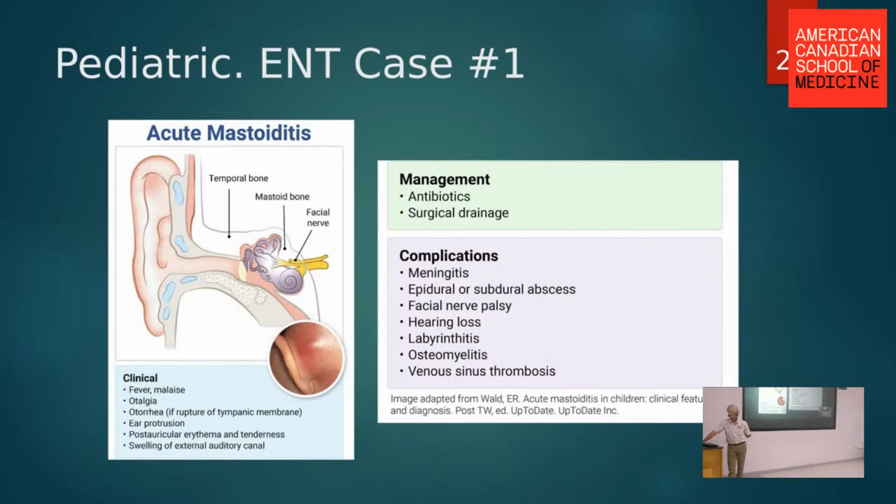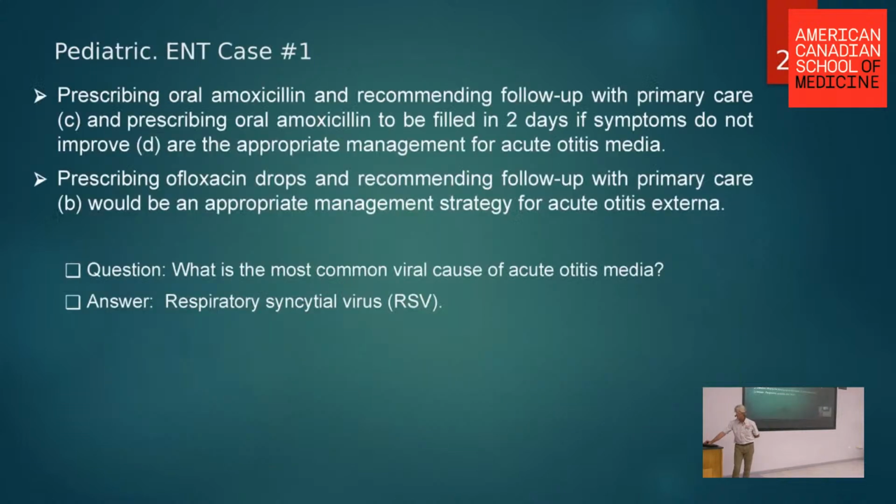Complications of mastoiditis include meningitis, epidural or subdural abscess, facial nerve palsy, hearing loss, disequilibrium, bone infection, venous sinus thrombosis. So you really don't want to miss this case, so you need to be fairly aggressive with it.